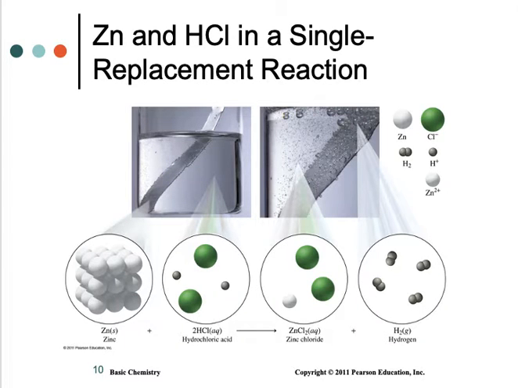Zinc and hydrogen chloride. So this is HCl, this is acid, hydrochloric acid. You put it in and you're going to get a furious bubbling, and that bubble is hydrogen gas that then goes away, and the zinc actually breaks apart and becomes zinc chloride solution inside the jar. So you don't end up with hydrochloric acid anymore. I still wouldn't drink it if I were you.